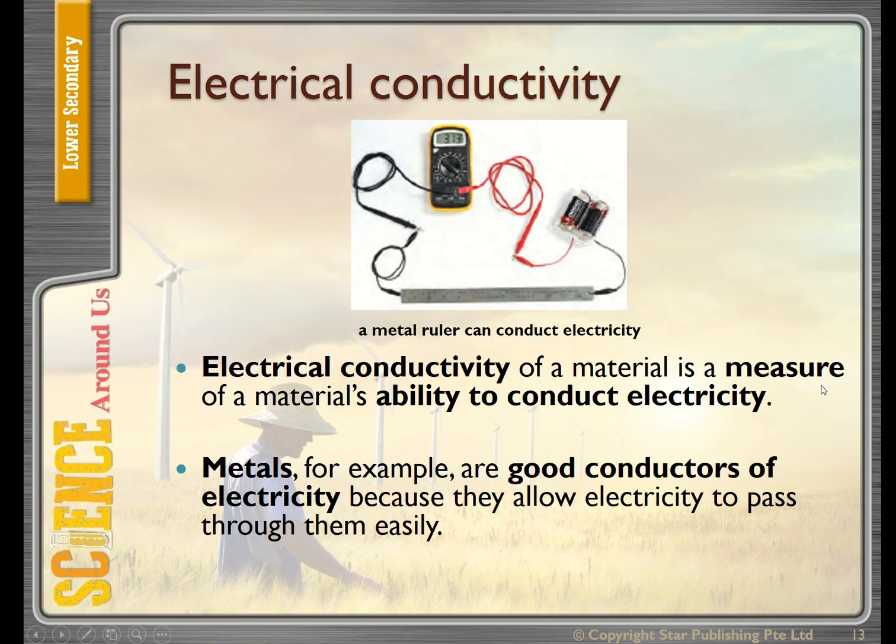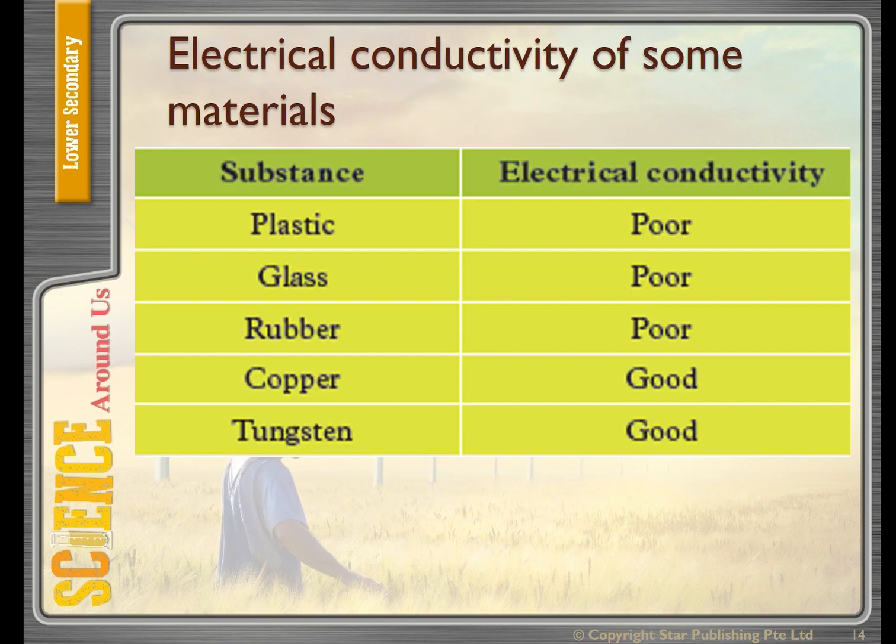Next, electrical conductivity. Electrical conductivity, as the name suggests, is a measure of the material's ability to conduct electricity, whether it is a good conductor of electricity or a bad conductor of electricity. In primary school, you should have already learned that metals are good conductors of electricity, and things like wood and plastic don't really conduct electricity. So we say that they are poor conductors of electricity. Next, these are some examples of substances as well as their electrical conductivity.